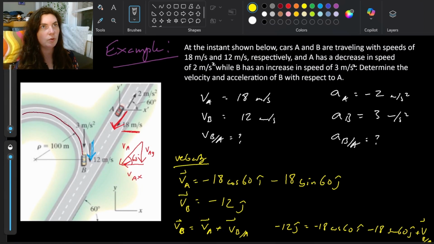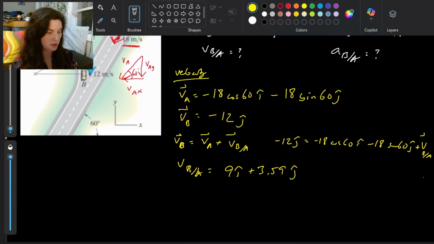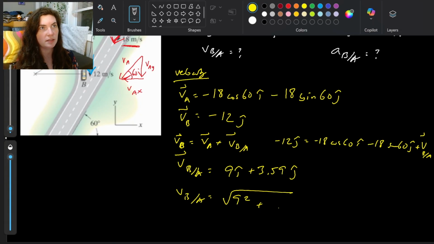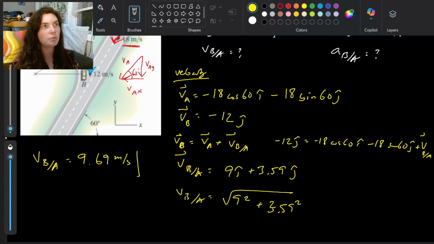This did ask for, oh, it just said velocity and acceleration, but it's going to make more sense to put it into a magnitude, so we'll put it into a magnitude anyway, which is just the square root of the squares. This is vector form, now we're looking for the magnitude. 3.59 squared plus 9 squared is going to give us the magnitude of the velocity of B with respect to A, also known as the speed, 9.69 meters per second.